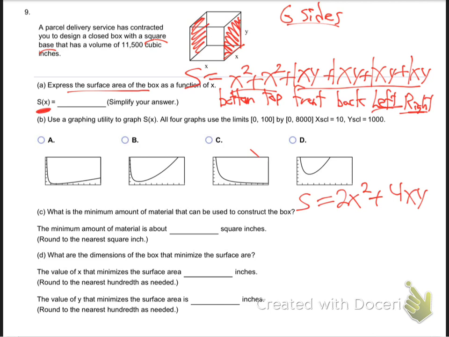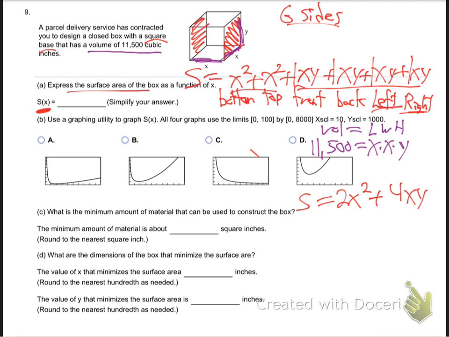I got to get rid of that y. How in the world am I going to get rid of that y? Well, I need another formula. Remember, you always need a secondary formula on these. What's the other formula? Volume's 11,500. What's the volume of a box? It's length times width times height, the 3 dimensions. So the volume, which is 11,500, is length times width times height. So it's x by x times y. X squared times y is the height.